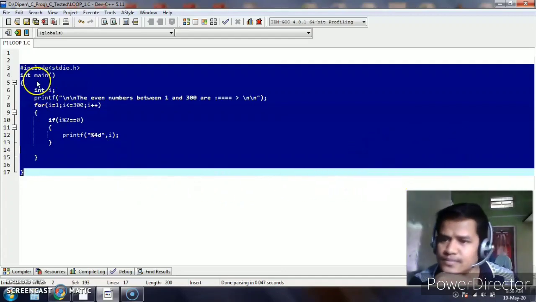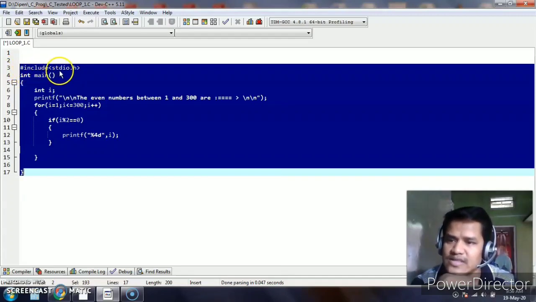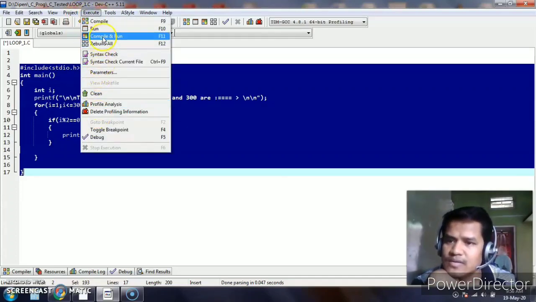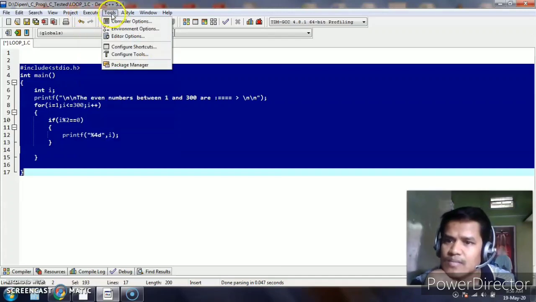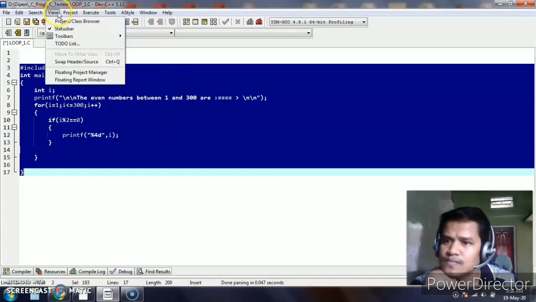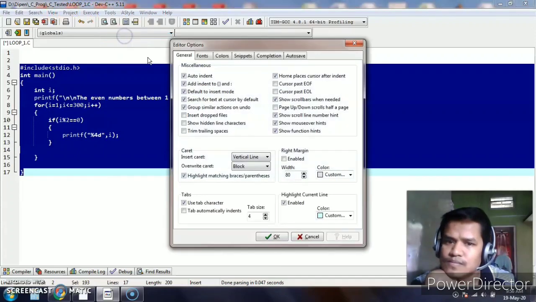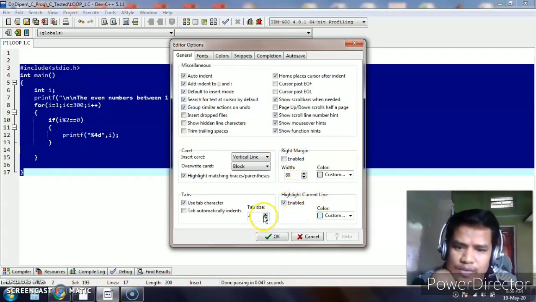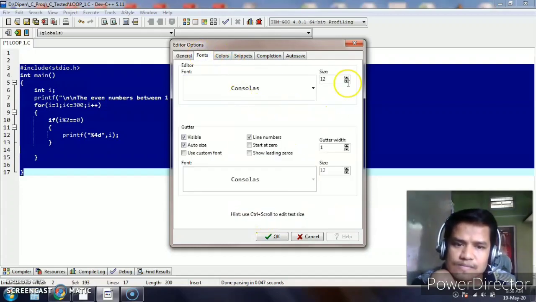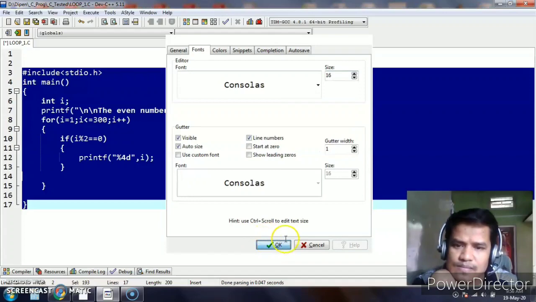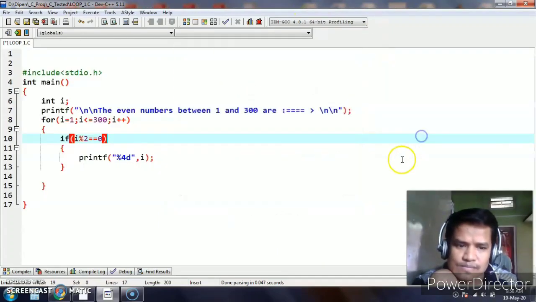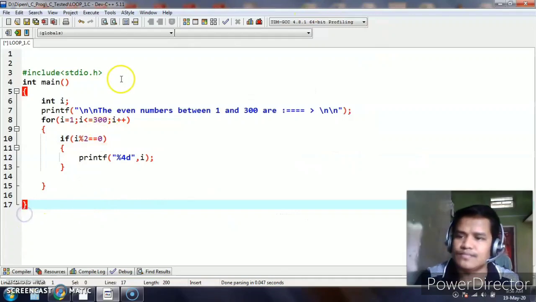What is happening here? We have a header file, #include stdio.h. Well, let me see whether the font size can be upgraded. Can the font be higher? Okay, let me make it 14 or 15, 16. Now it will be good.